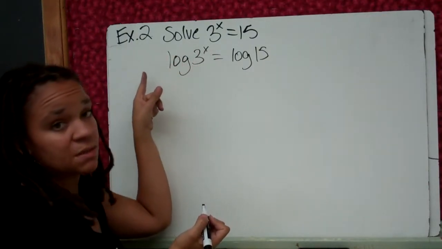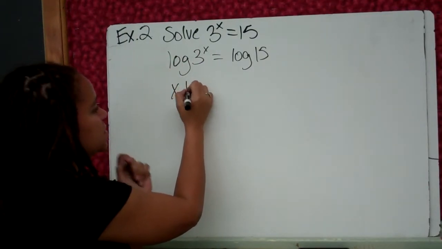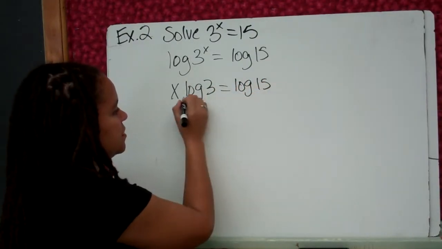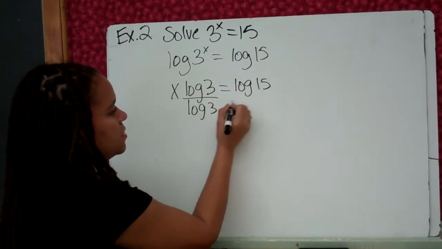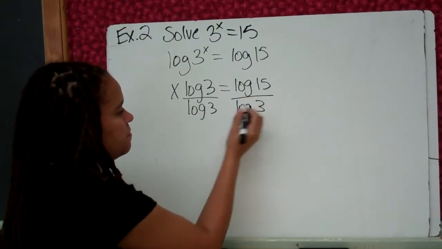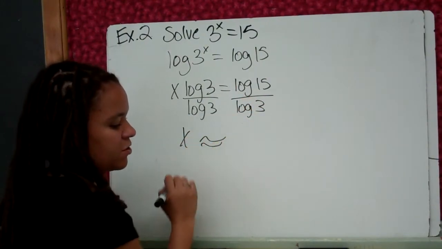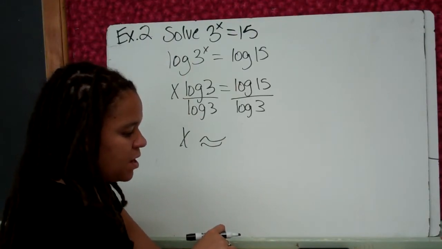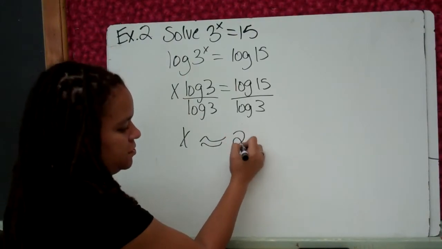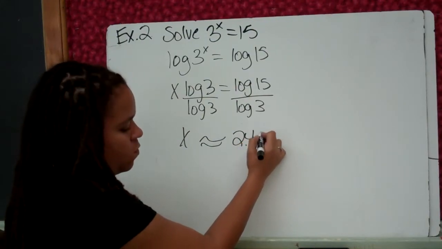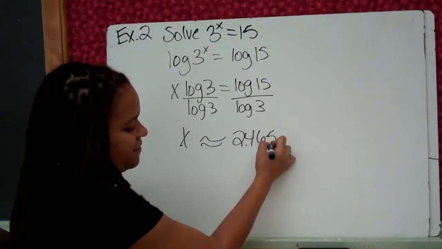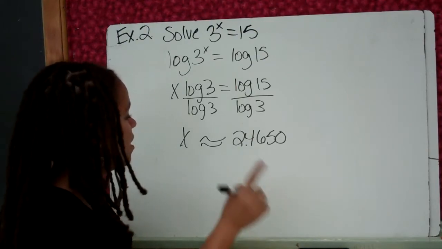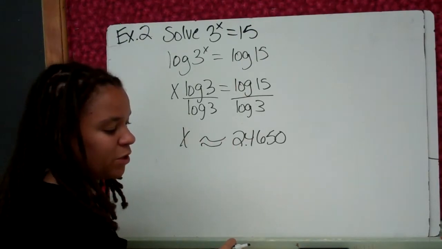That allows me to use the power property. So x log 3 is equal to log 15. Divide by log 3. Now you can use your calculator. X should be about 2.4650. I do not know that off the top of my head. Definitely use the calculator for that. So this is approximately what you should get.